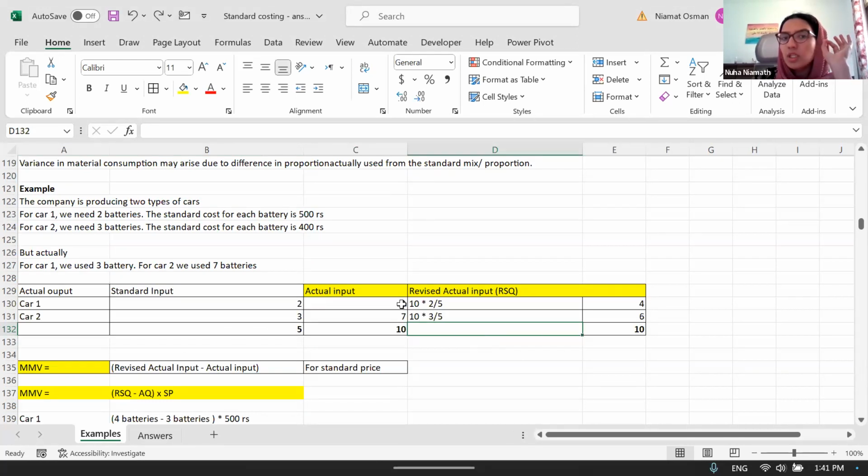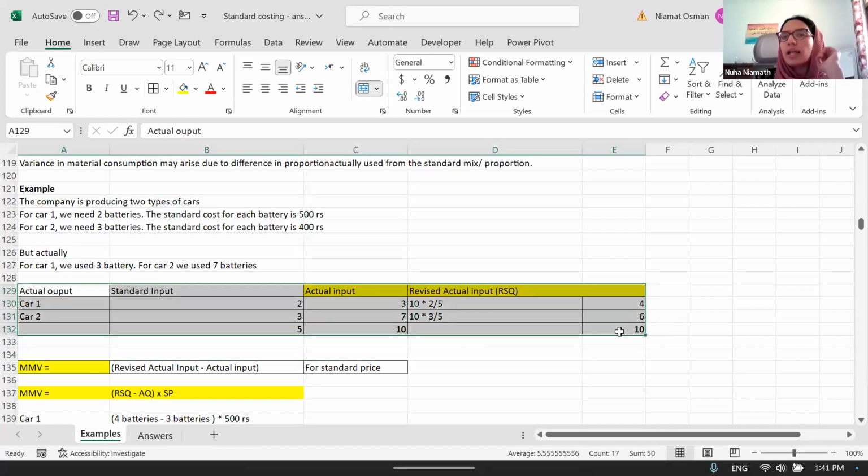So in simple words, your actual input which you used, my total 10 batteries, at the standard proportion. We calculate a new component called RSQ, which is 4 and 6, which gives me 10. This is nothing but if I had used my total 10 batteries in the same proportion as my standard input. So this is what we calculate for mix variance. For mix variance and yield variance, we will need to calculate this new component called the RSQ.